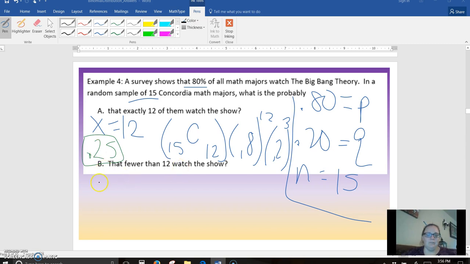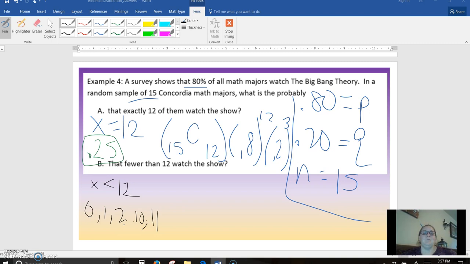All right, we want fewer than 12. So X is going to be less than 12, which means we need 0, 1, 2, 3, 4, 5, 6, 7, 8, 9, 10, 11. Okay? And everything that's in between. All right, that's like a lot.